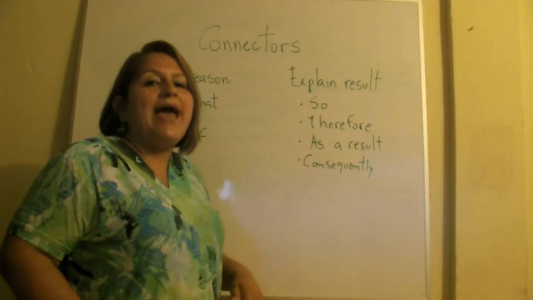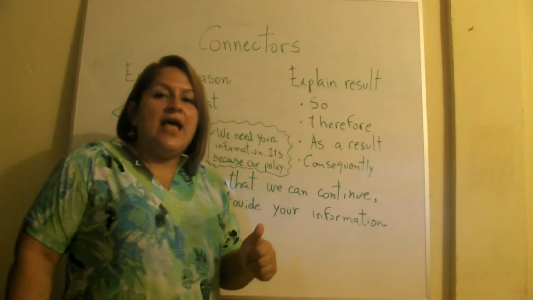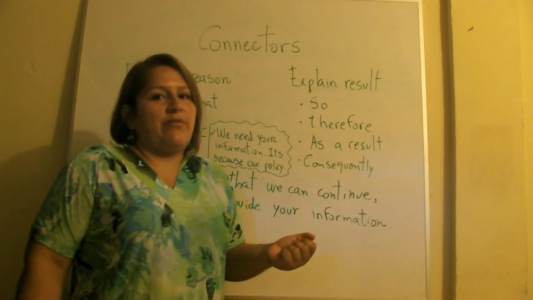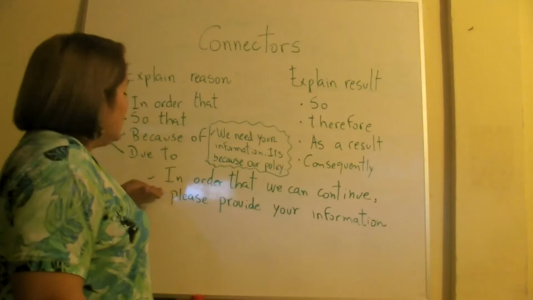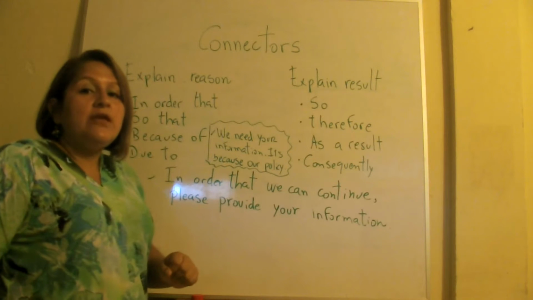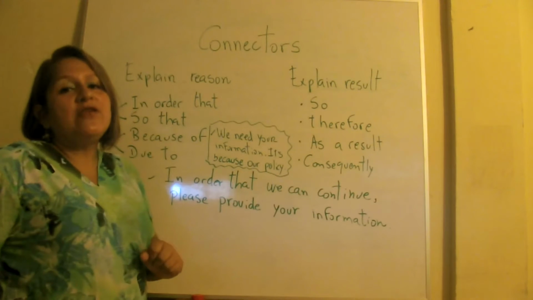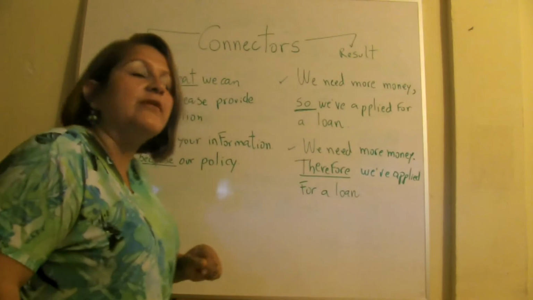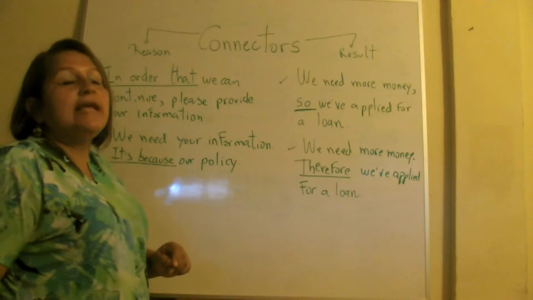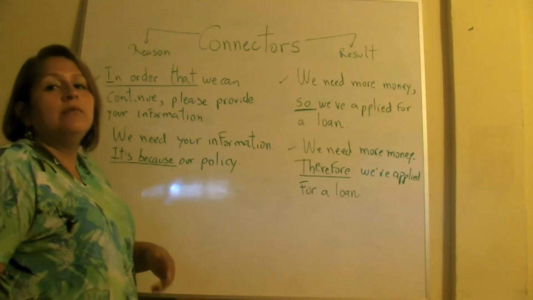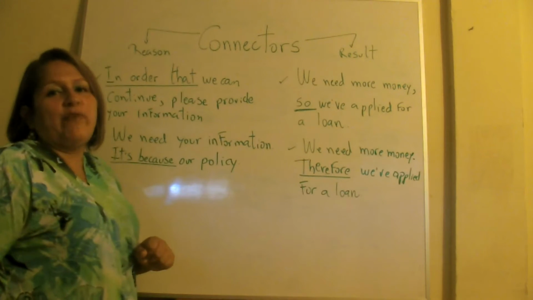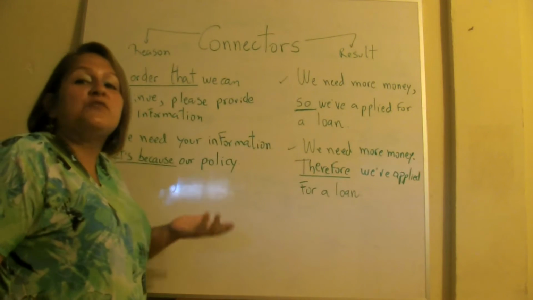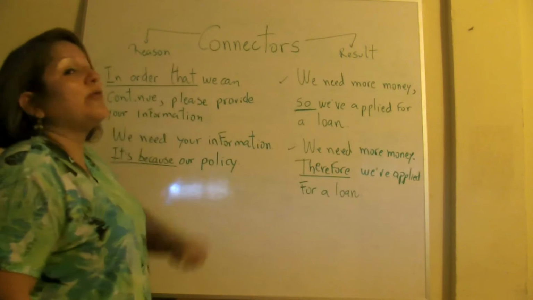Now, let's see some examples. Let's see the examples for explaining the reason for doing something. Okay? It says, in order that we can continue, please provide your information. The connector: in order that. What are we explaining? We're explaining the reason.